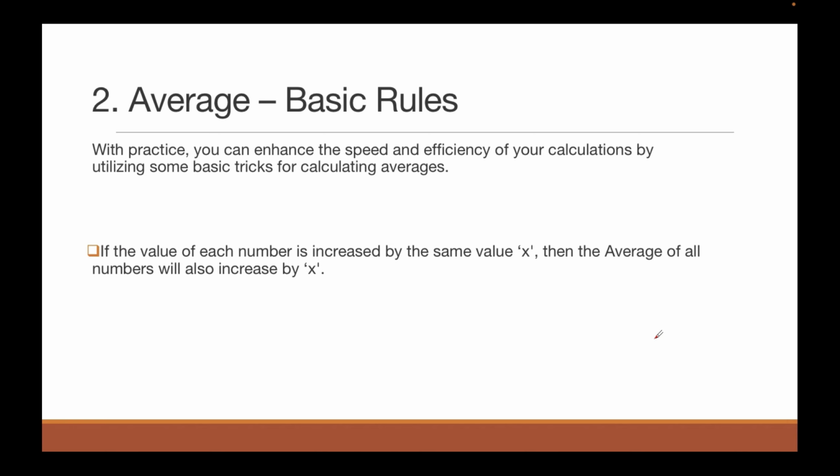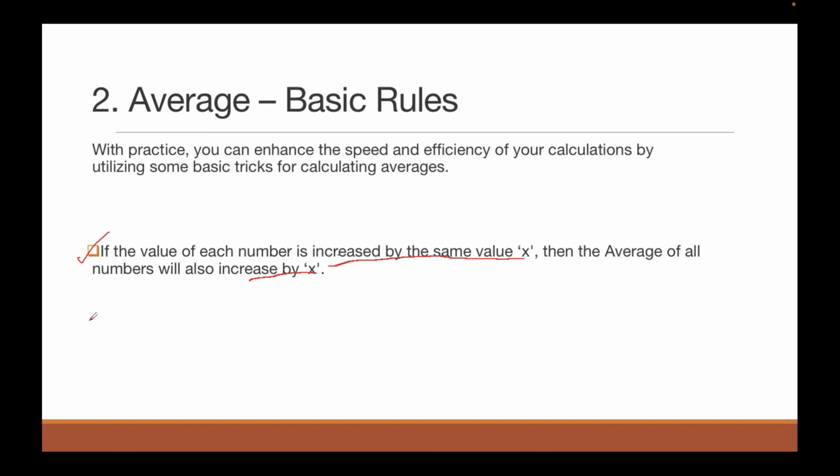Now these are the basic rules of the averages. We need to remember these rules so that it becomes easy for us to solve the problems during the exam. So what does the first rule say? It says that if the numbers of which the average is calculated is increased by some value x, then the average of all the numbers will also increase by x. Now what does this mean?